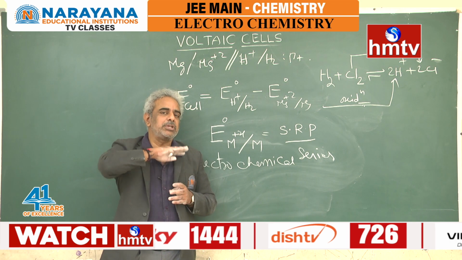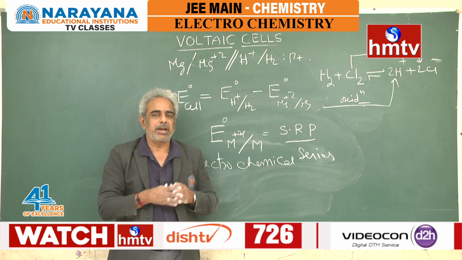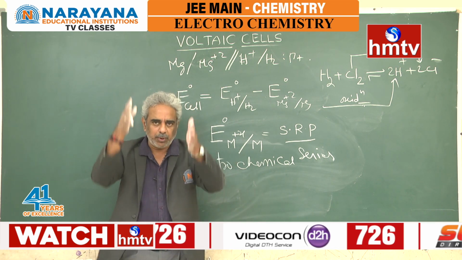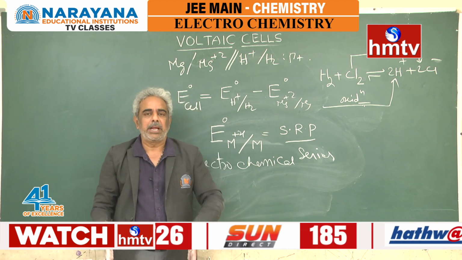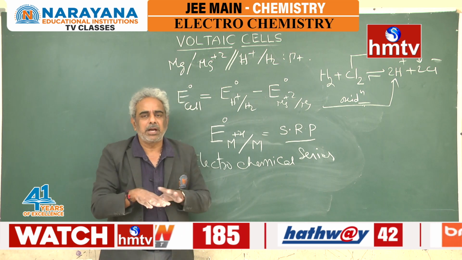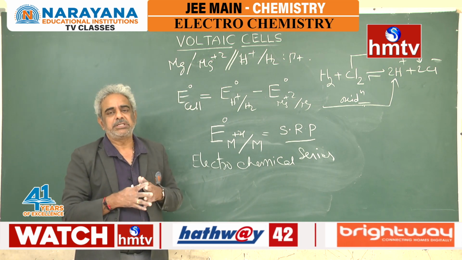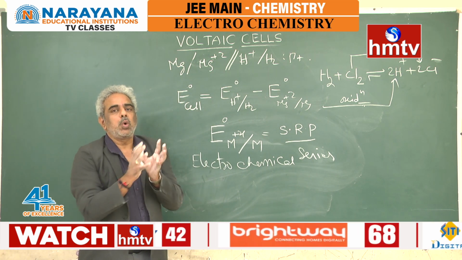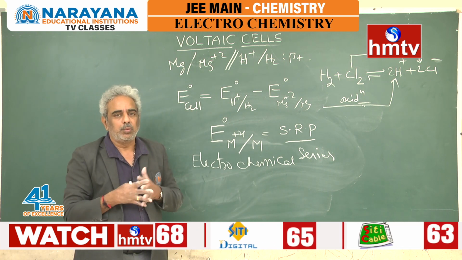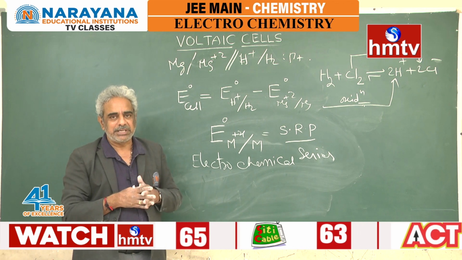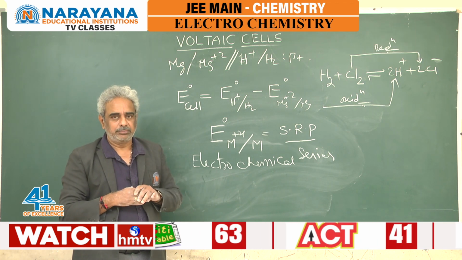So, with reference to the standard hydrogen electrode, we measure the potentials of all of the half cells and we keep them in a table in ascending or descending order of their potentials. What can we conclude from that table with those potentials? How best can we use the series? That also we should learn.